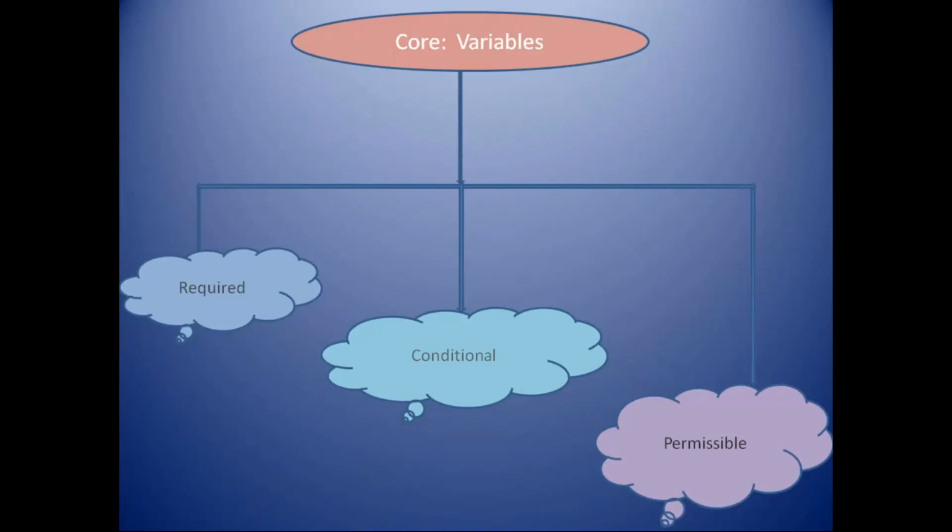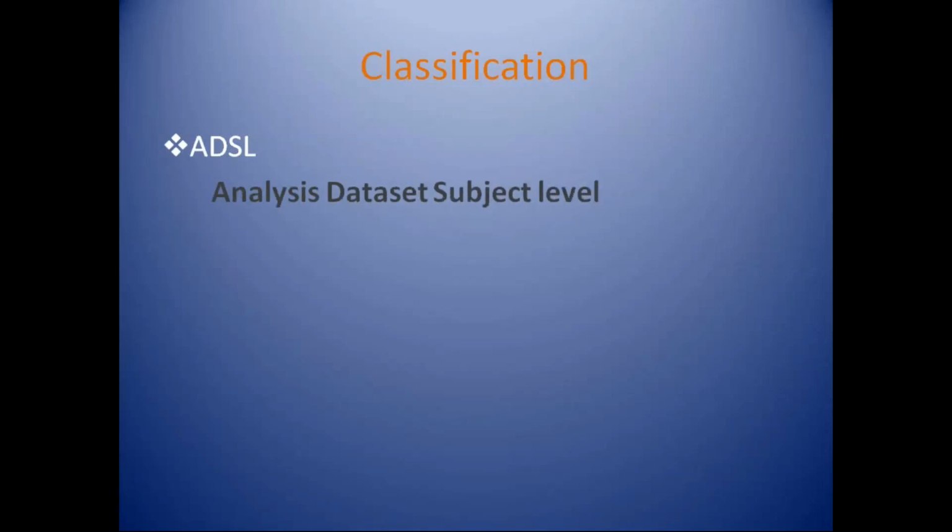Let's go to the permissible variable. When no values are collected for a variable, you can drop that variable from the domain. Those variables are called permissible variables. So what is the classification? In ADaM we have three classifications: one is ADSL, the second is BDS, and the third is non-BDS.